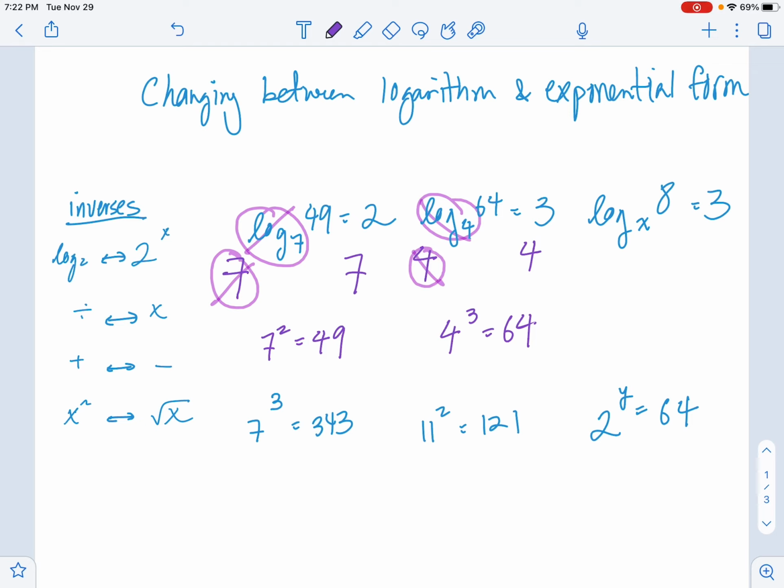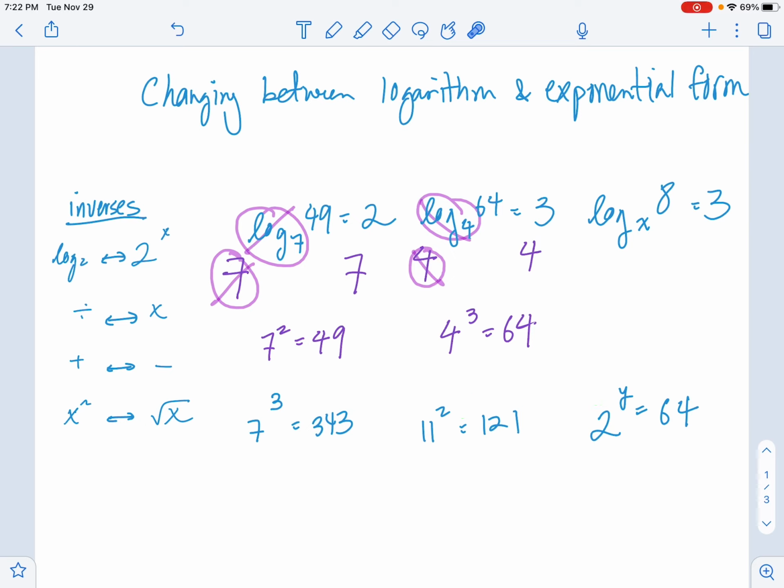Right? Now these exponents should make sense. 7 squared is 49. 4 to the power of 3 is 64. If you manipulate it somehow and you got something that does not make sense, like 4 to the power of 64 equals 3, right? That doesn't make sense. So you probably did something wrong there, and you should go back and reconvert it.